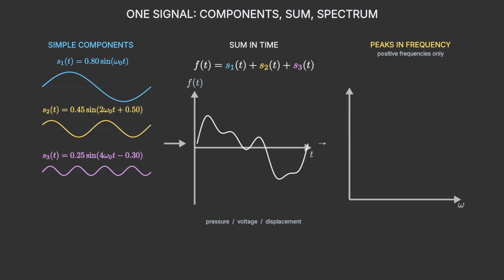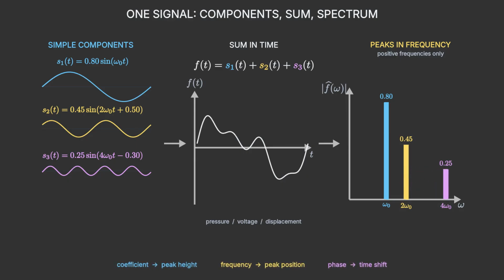The spectrum on the right stores the same components as peaks. The coefficient sets peak height. The frequency sets horizontal position. The phase shifts the wave in time. One term, one wave, one peak.